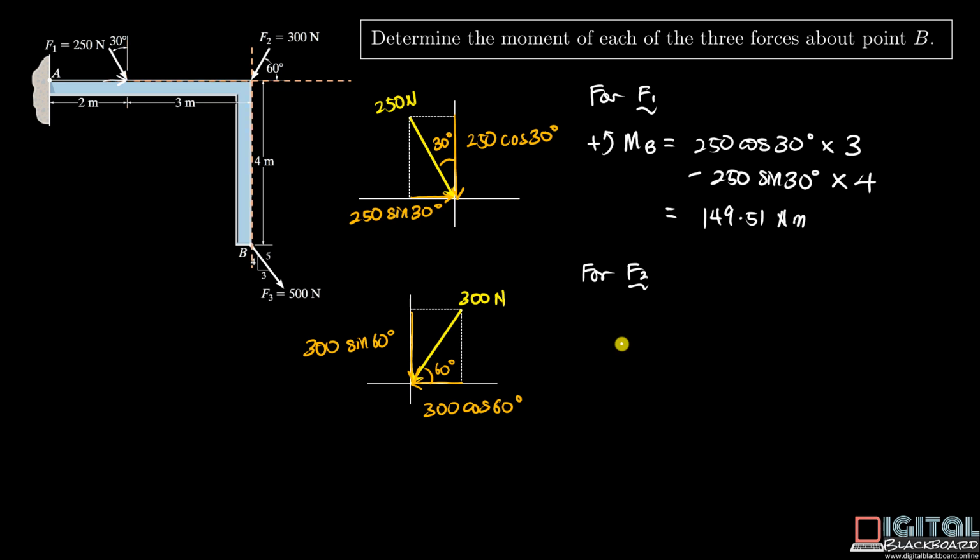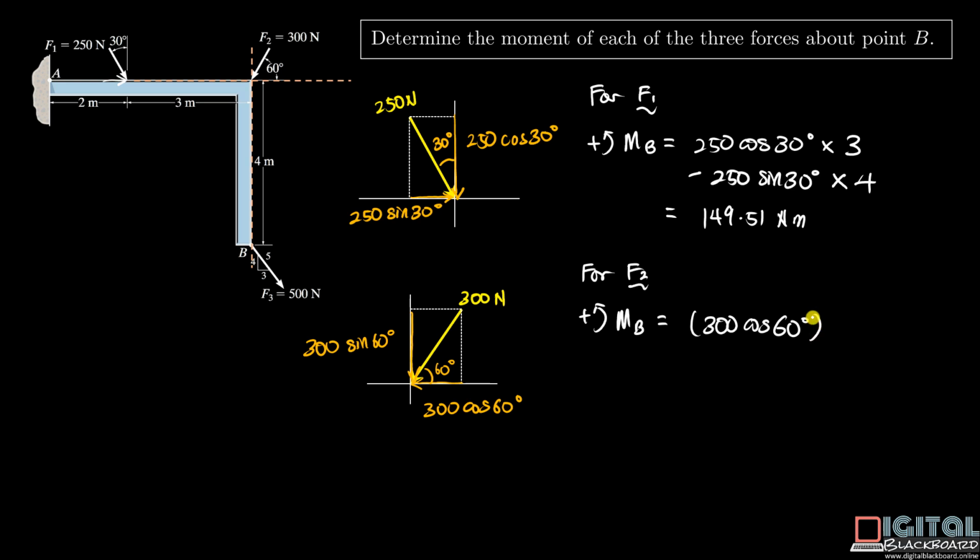So now we try to sum up the moments of F2 about point B. So we still take positive as anticlockwise. Moment about point B is equal to, first we look at the horizontal component, which is this component here. It's pointing to the left, which means that it is going to bring about an anticlockwise rotation about point B, therefore it is positive. So 300 cosine 60 degrees.